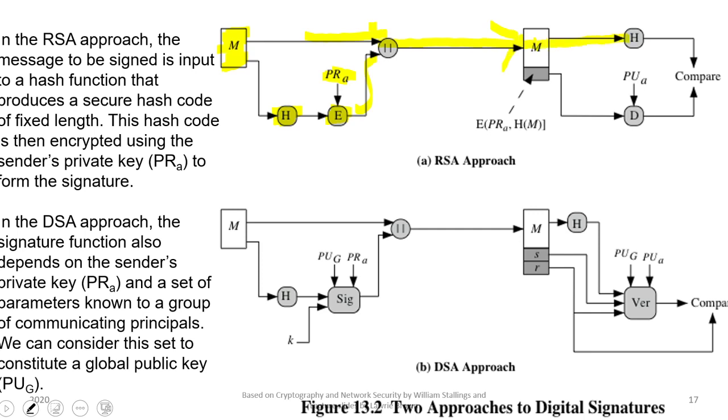Then the message is taken, the signature part is separated, and these two things are compared, again using the public key, and if they are equal, then it is assumed the signature is valid for the message that is received. So the message is independently verified along with the received signature. In the DSA approach, what we have is the signature function.